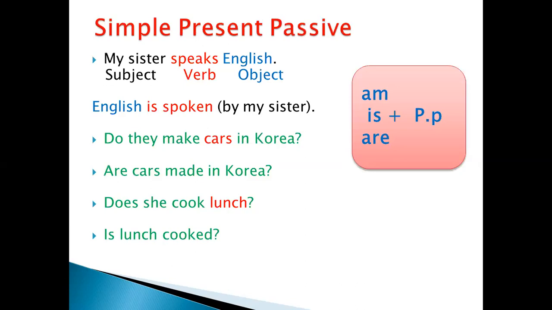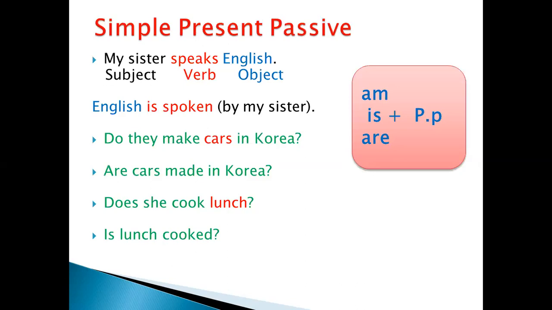If your teacher asked you to change this active sentence into passive, what should you do? What do you think? Step number one, you have to identify, you have to know the subject, the verb, and the object of the active sentence. One, two, three: subject, S; verb, V; object, O. This is step number one. So put your hand on the subject, on the verb, on the object.